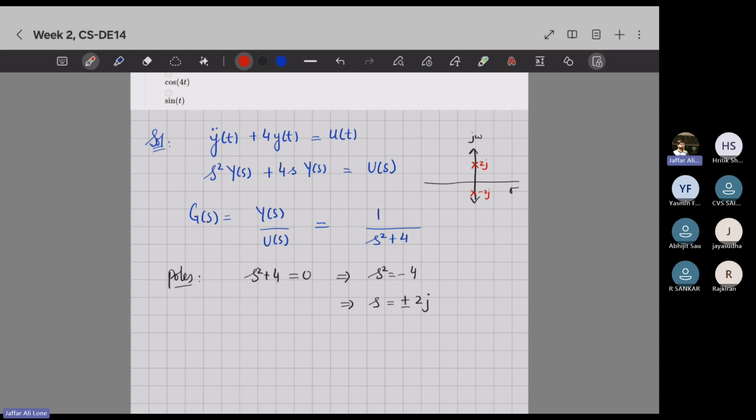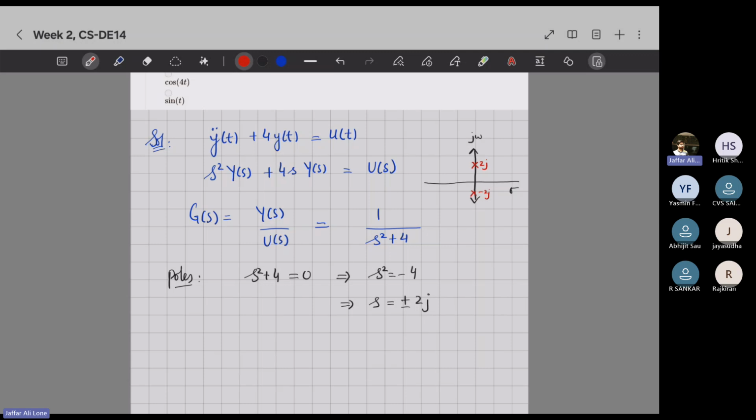First tell me this: will the system be BIBO stable? Anybody? Will this system be BIBO stable? No, sir. Why? Sir, because the poles are on the imaginary axis and they are repeated. No, they are not repeated. They are complex conjugates of each other. If they had been repeated, then it would be 2j, 2j, and minus 2j, minus 2j, something like that. We'll also see that case.